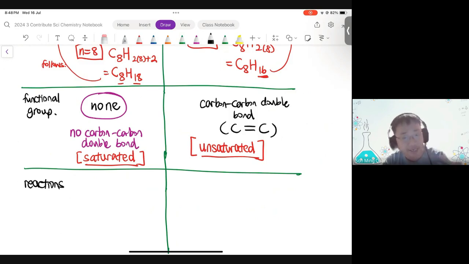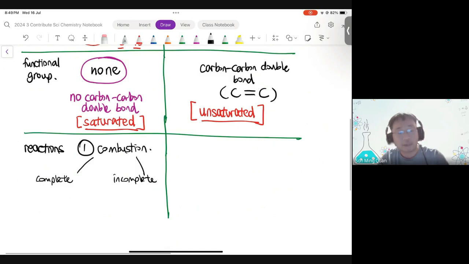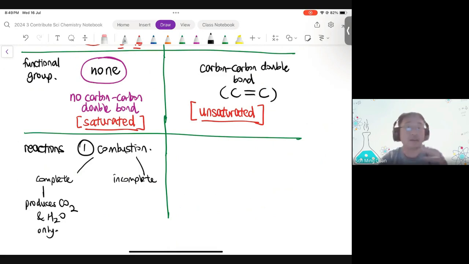Now, alkanes undergo two types of reactions. There are two different types of reactions. The first type of reaction is combustion. And this is where you need to be very careful. For combustion, there are two types: complete combustion and incomplete combustion. All right. Now, complete combustion produces CO2 and H2O only. So complete combustion only produces carbon dioxide and water.